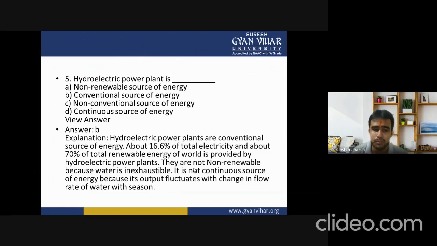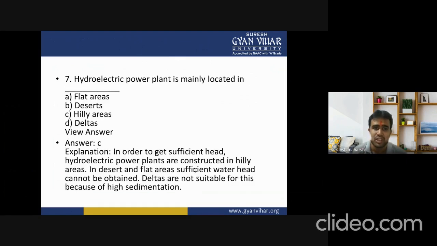About 16.6% of total electricity and about 70% of the total renewable energy of the world is provided by hydroelectric power plants. They are not non-renewable because water is inexhaustible. It is not a continuous source of energy because its output fluctuates with change in flow rate of the water with season.